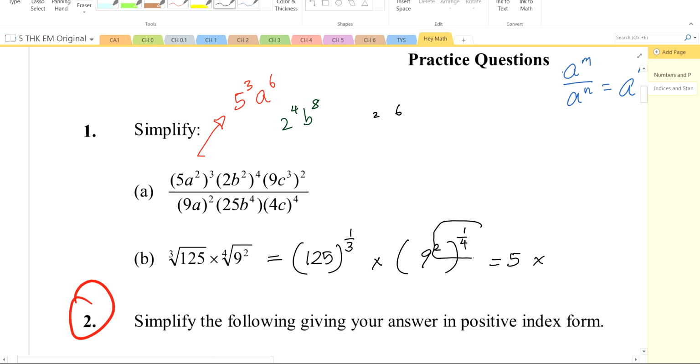See this 2 over here? Can multiply, right? 2 times 1/4 is half. 9 to the power of half is 3. Square root of 9, which is 3, which is 15.